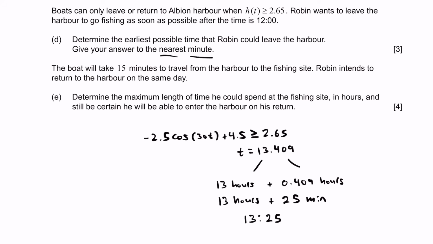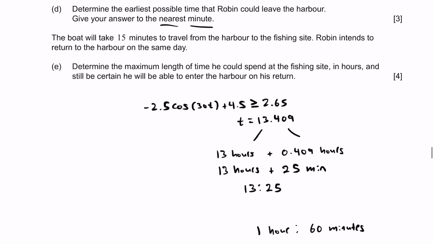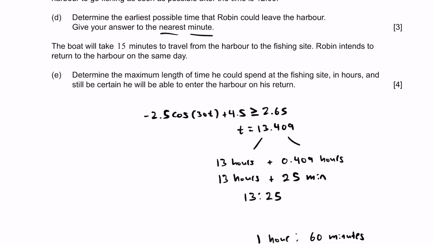The boat will take 15 minutes to travel from the harbor to the fishing site. Robin intends to return to the harbor on the same day. Part E. Determine the maximum length of time he could spend at the fishing site in hours and still be certain he will be able to enter the harbor on his return. Okay, so the earliest time he can actually leave would be at 13:25, on this 24-hour time scale. So at 13:25, he can leave.